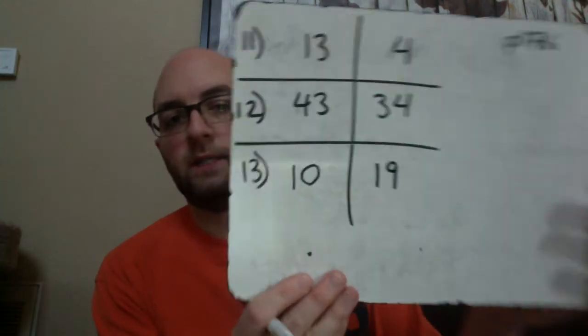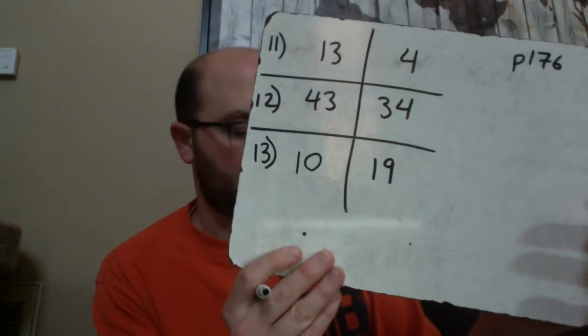All right, last one on this page, number 13. 35 minus y. Well, if y is 25, 35 minus 25 is 10. And if y is 16, 35 minus 16 is 19. Okay? So there we go. There's that table, evaluating algebraic expressions.